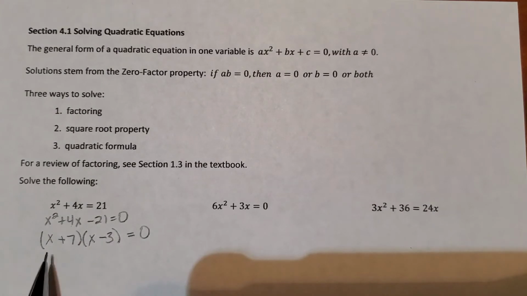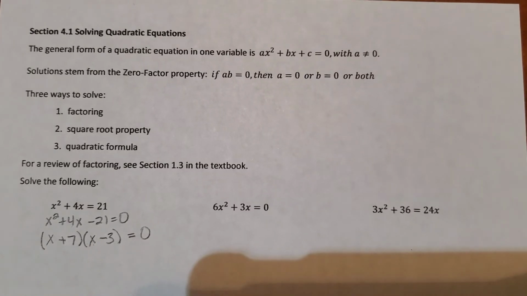Remember, we can always go back and check by FOILing. X times x gives us x squared. X times negative 3 is negative 3x, and 7x. Negative 3x and 7x do combine to give us 4x, and then 7 times negative 3 gives us negative 21. Now the zero factor property, we've got two things that multiply to 0. That tells us either the first one is 0, or the second one is 0, or both are 0.